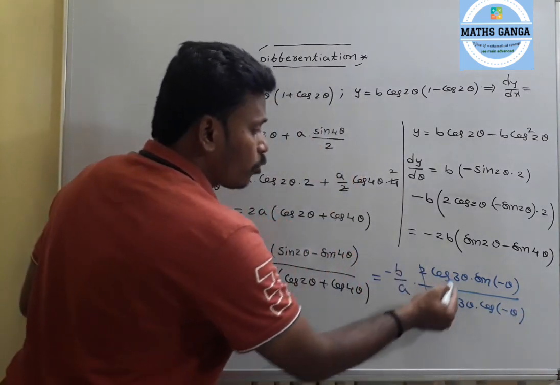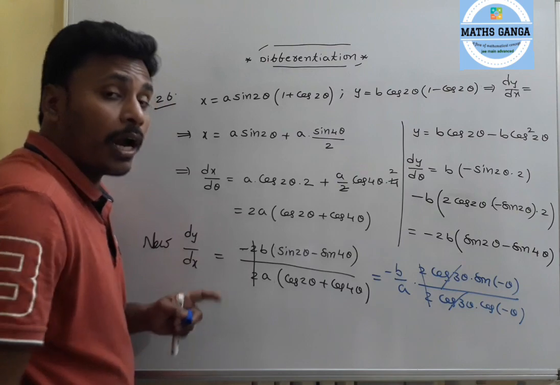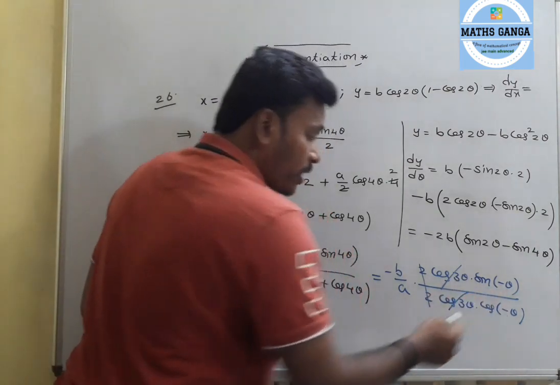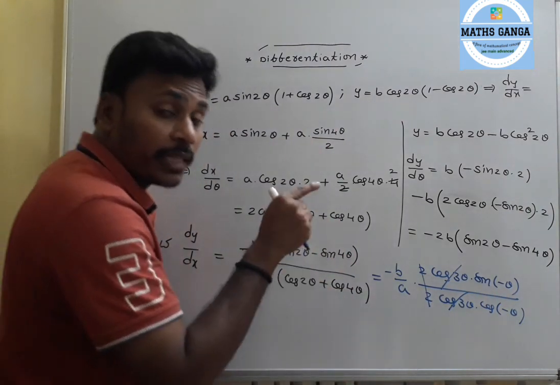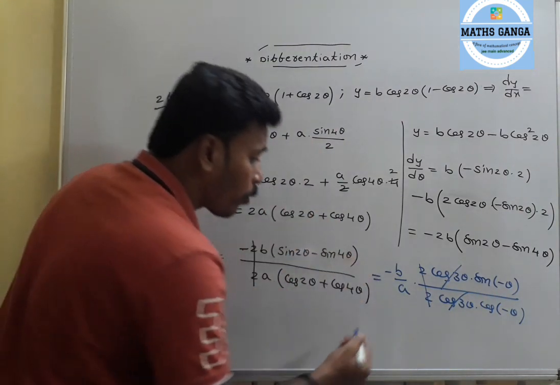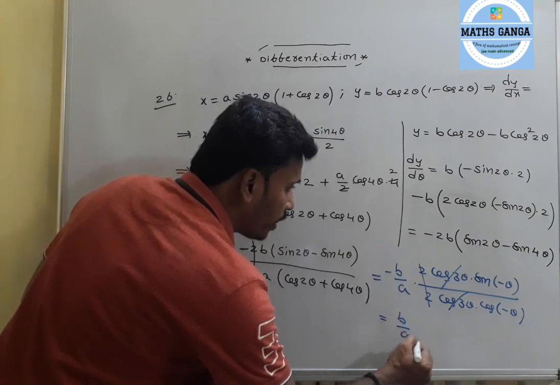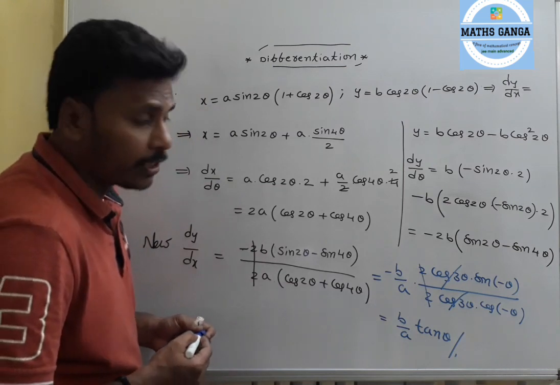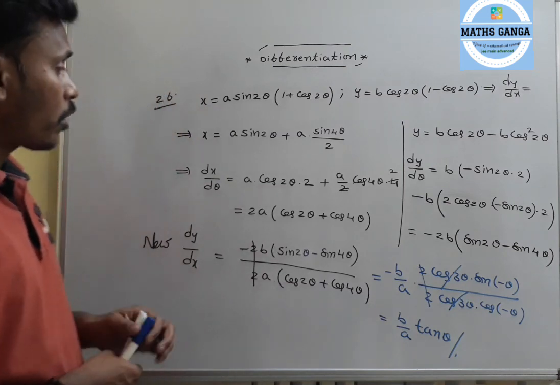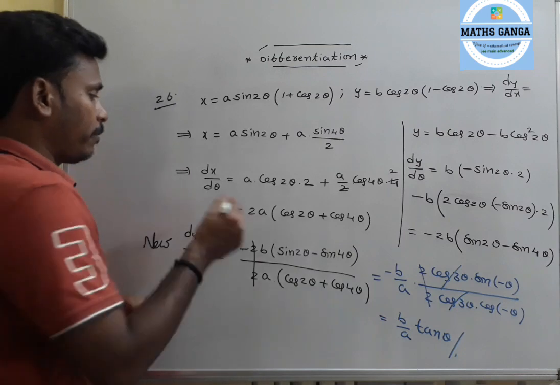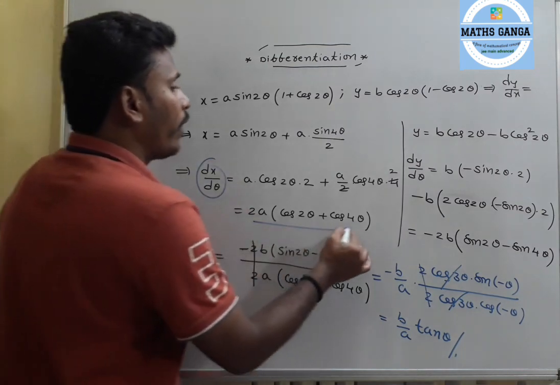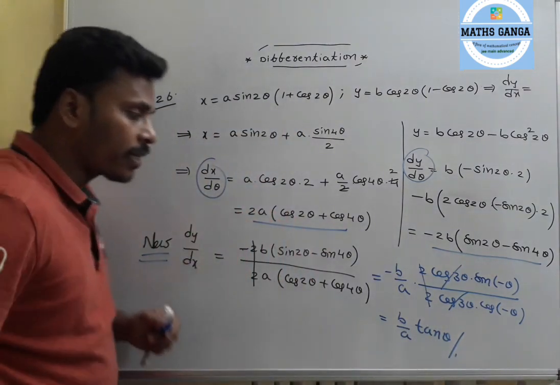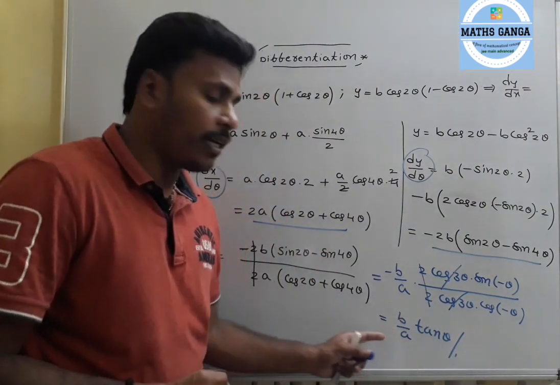So simply cancel this cos 3 theta. And now cos of minus theta is cos theta, sin of minus theta is minus sin theta. That minus along with this minus will become just positive. So that is equal to b by a tan theta as our final answer. Okay, just think about it, everybody. First of all, calculate dx by d theta, and then find dy by d theta. After that, dy by dx. On simplification, b by a tan theta.